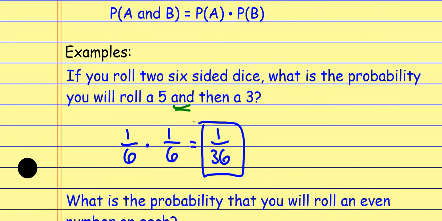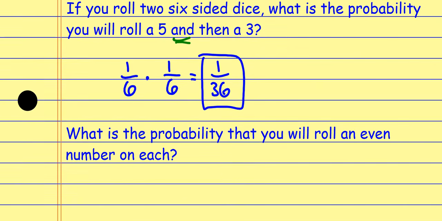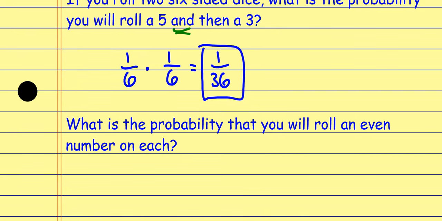If I look at the next one, it says, what is the probability that you will roll an even number on each? So I'm rolling a pair of dice here. I want to know the probability of rolling an even number on each. Well, as you look through here, the word and is not listed, but the word and is implied here. If I want to roll an even number on each, that means I need an even number on the first die and an even number on the second die. So that word and is implied.